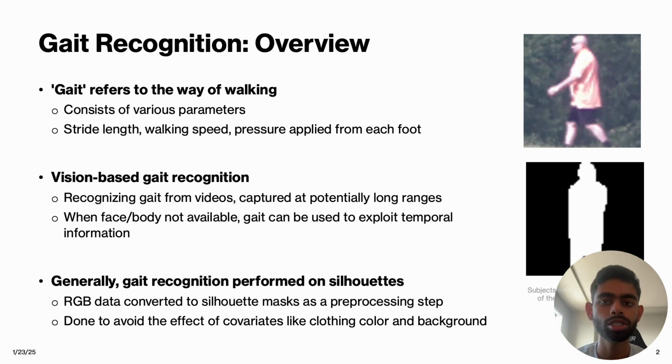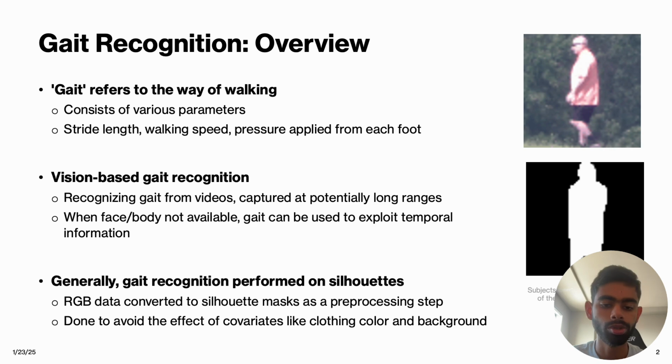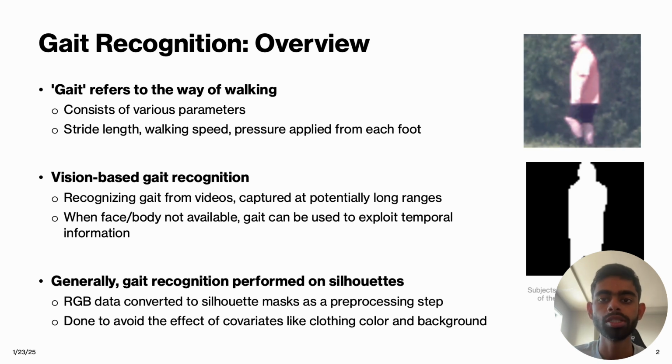Generally, gait recognition is performed on silhouettes. If you have RGB data, you pre-process it to convert it to silhouettes. This is done to avoid the effect of covariates like clothing color and background.